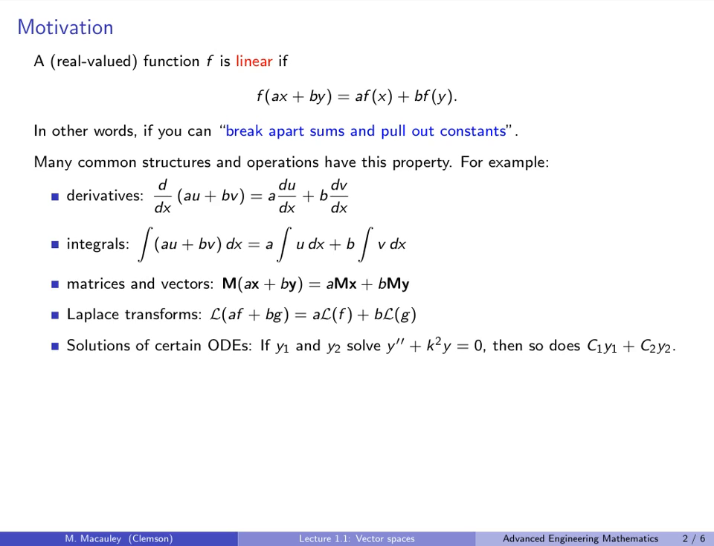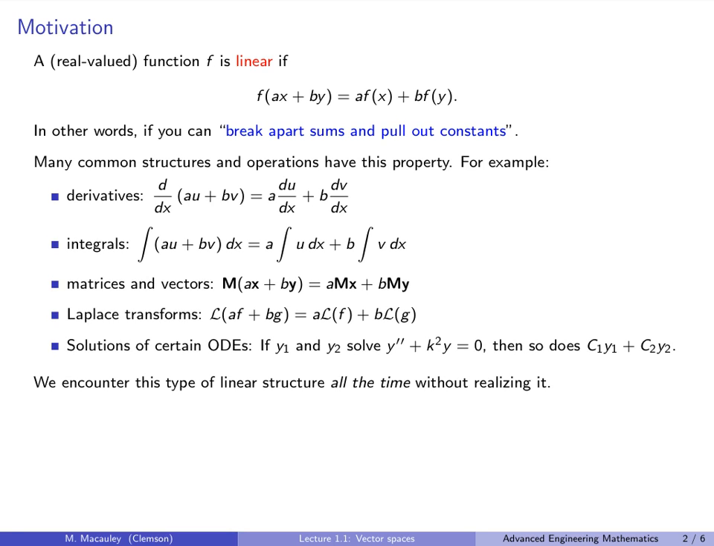But what that means is that if you have two solutions, y1 and y2, that solve this ODE, then any linear combination of those, c1y1 plus c2y2, is a solution as well. In this particular example, I've presented things a little differently than the ones above. I gave you two solutions, y1 and y2, and I concluded that a linear combination is a solution. But take a moment to convince yourself why this really is the same property as what we have above in Laplace transforms, matrices, integrals, and derivatives, namely this linearity property: breaking apart sums and pulling out constants.